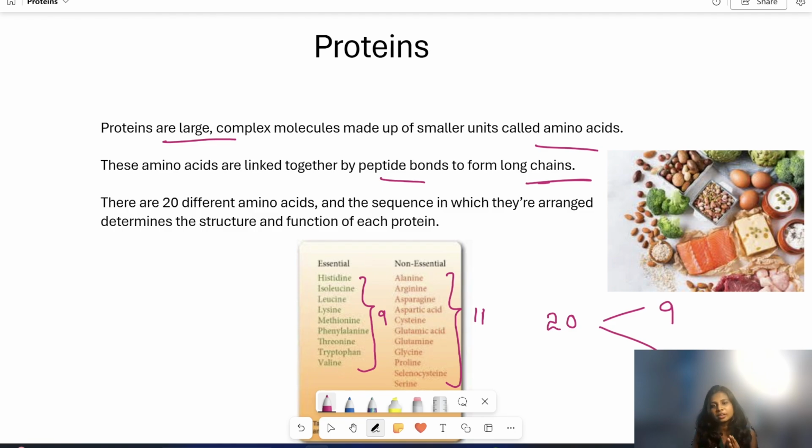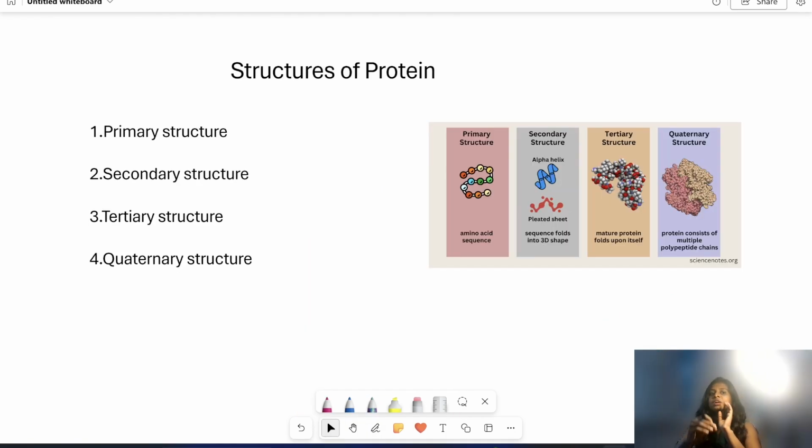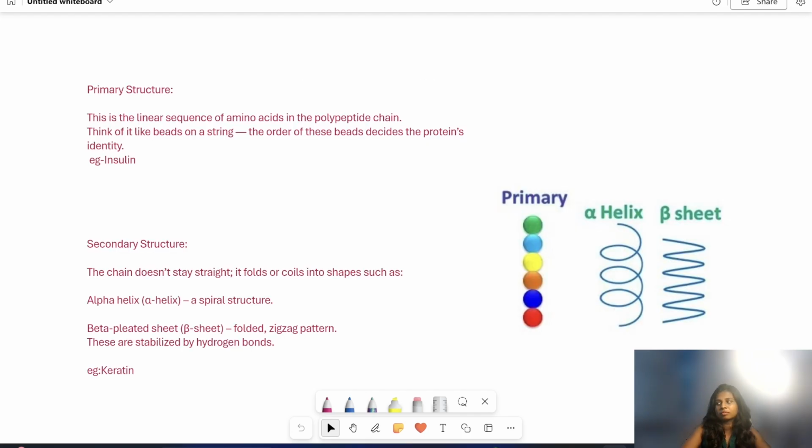So let's move to the next part. When talking about the structures of the protein, there are primary structure, secondary structure, tertiary structure and quaternary structure. Each one is more complex than the last. So let's explore one by one. First, let's start with the primary structure.